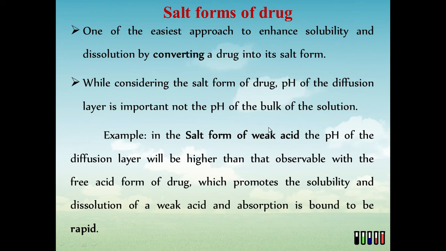What is the pH of that particular region in the GI tract is not important, but the pH at the diffusion layer of your intestine, or we can say GI tract, is important. An example is the salt form of a weak acid: the pH of the diffusion layer will be higher than that observed with the free acid form of the drug, which promotes the solubility and dissolution of weak acids, and absorption is bound to be rapid.